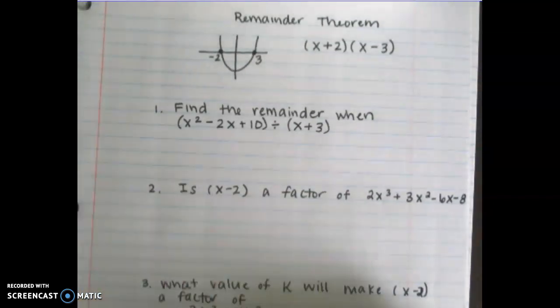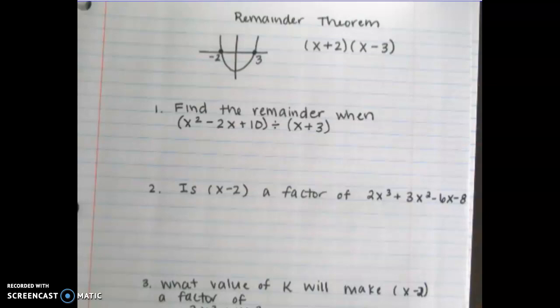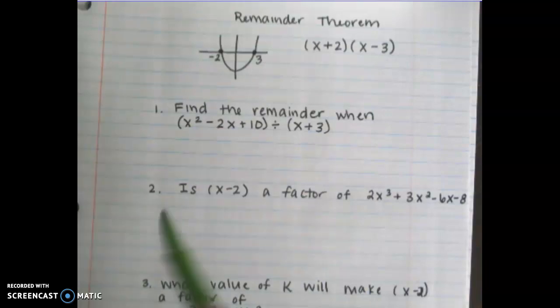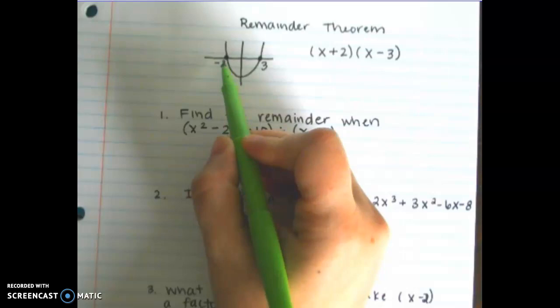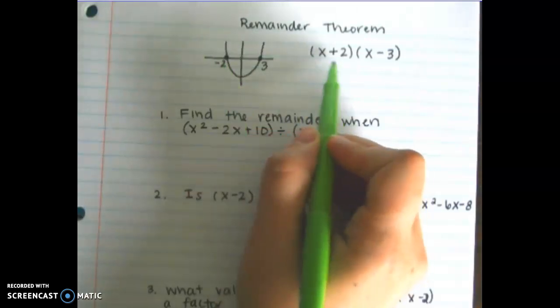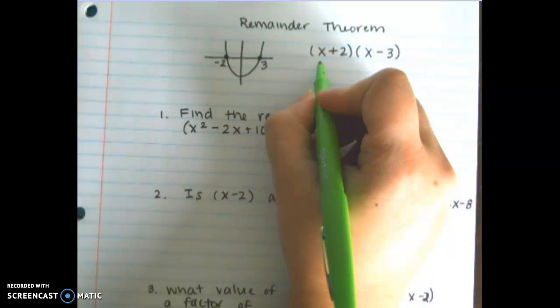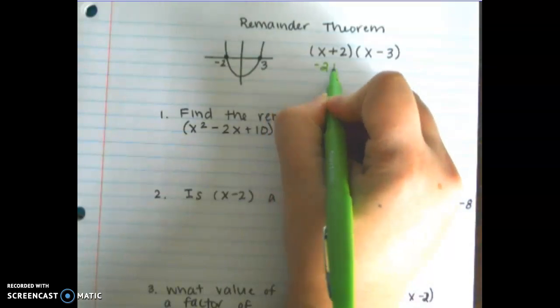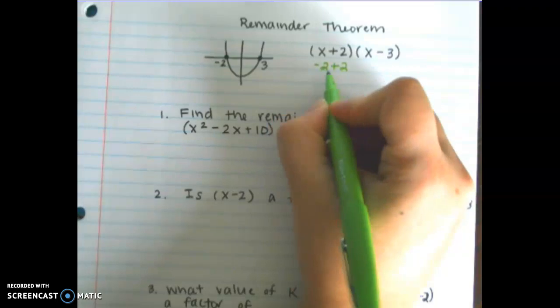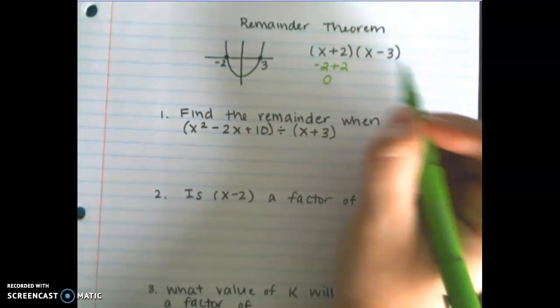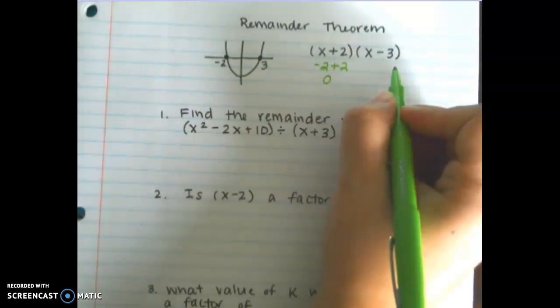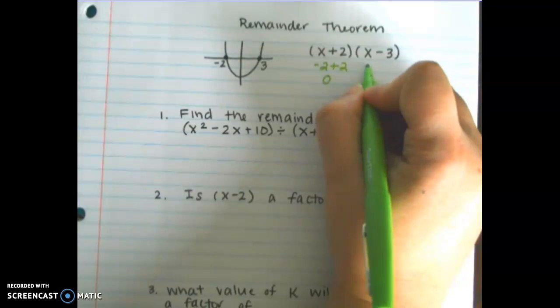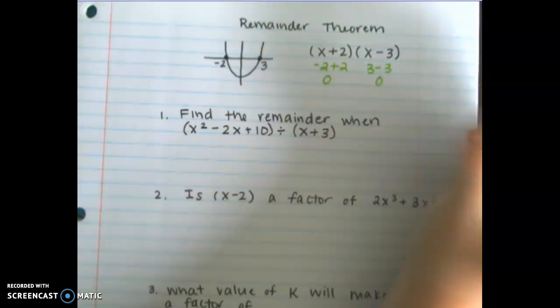Hey guys, this video is going to teach you about the remainder theorem. The remainder theorem is related to the relationship between the factors and the roots. By now you should understand that if -2 is a root, then x plus 2 is a factor. The reason is that if you plug -2 in, this factor will equal 0. Same thing, if +3 is a root, then x minus 3 will be a factor because 3 minus 3 is 0.